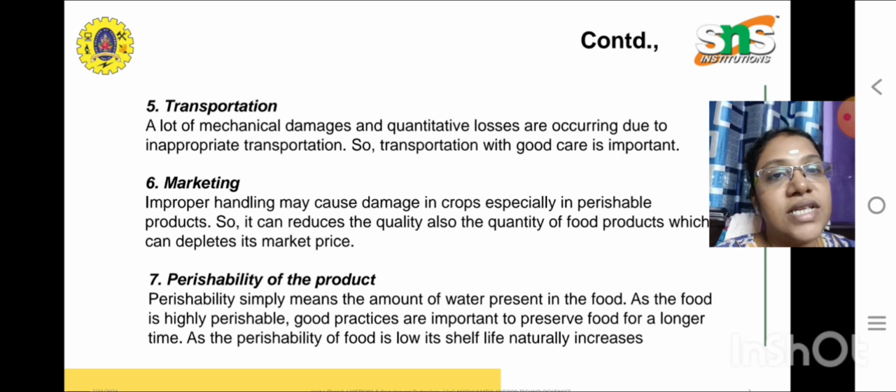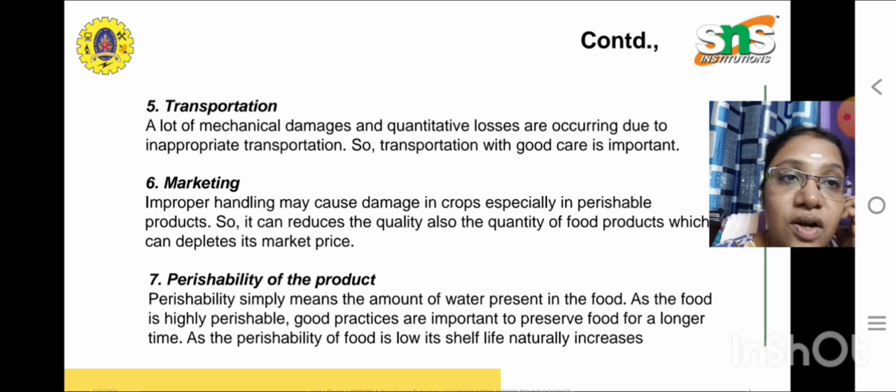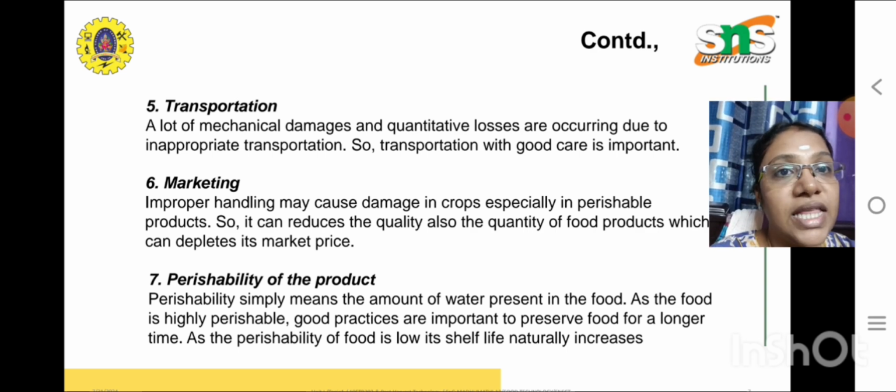Then the next one is marketing. In marketing, improper handling may cause some damages to the crops, especially in the perishable products. So we can reduce the quality, and also the quantity, of food products, which depletes their market price.